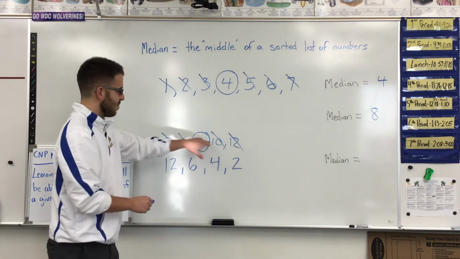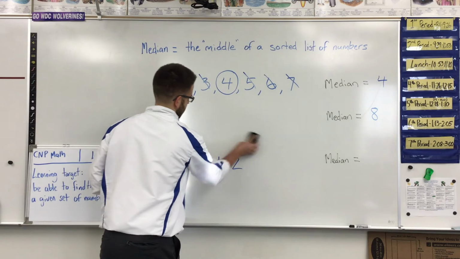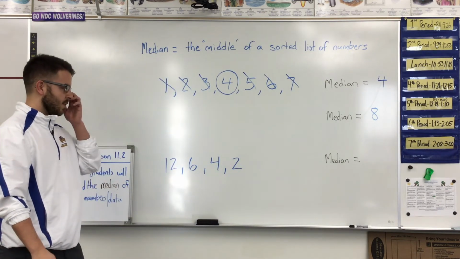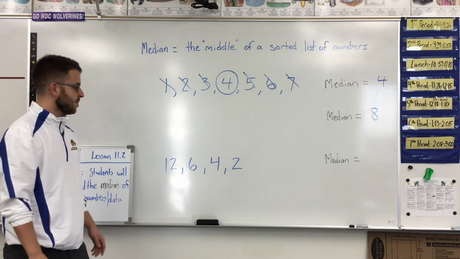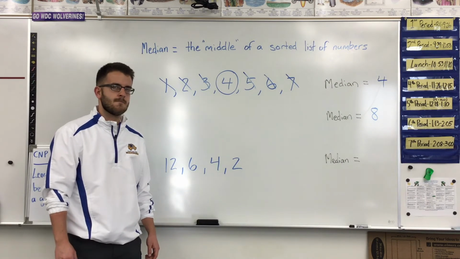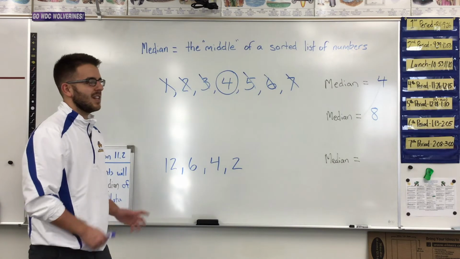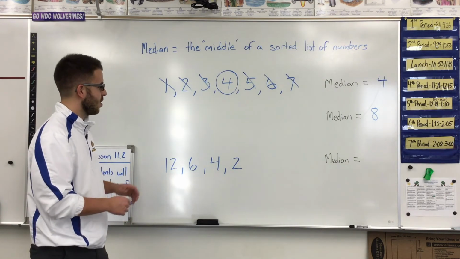When there's an odd amount of numbers in the list, that makes things kind of easy. We just go lowest to greatest and we find that middle number. Here we have 12, 6, 4, and 2. How many numbers are there total in this set of data? 4. That is even. So that means there's going to be another step once we get to the end of this problem, which is what we'll go through, okay?